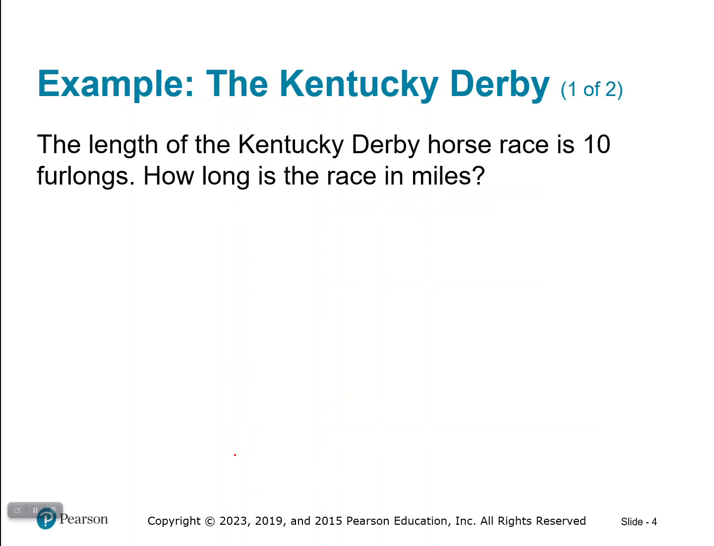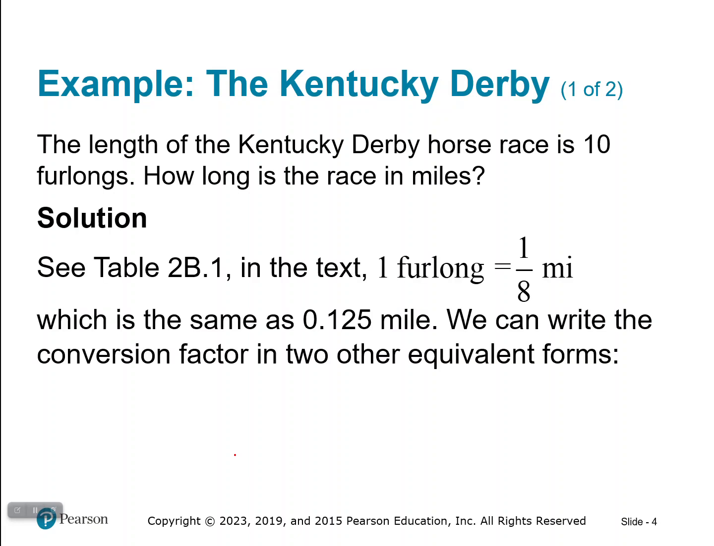Let's look at an example. The length of the Kentucky Derby horse race is 10 furlongs. How long is the race in miles? Well, in that table of U.S. customary measurements, you'll find that 1 furlong is 1/8 of a mile. Well, 1/8 of a mile is the same as 0.125 of a mile if we switch our fraction into decimal.